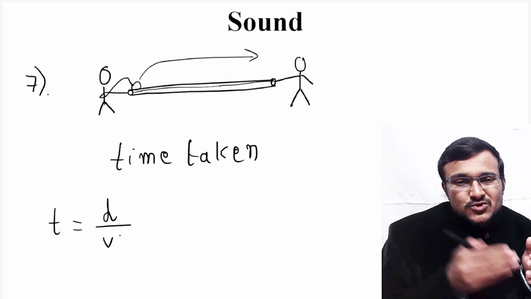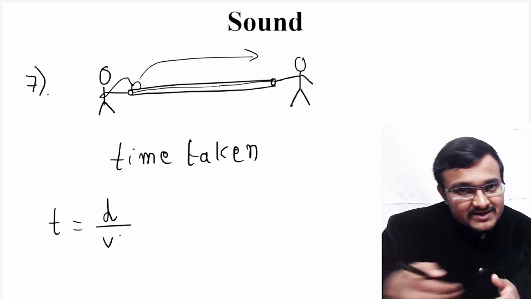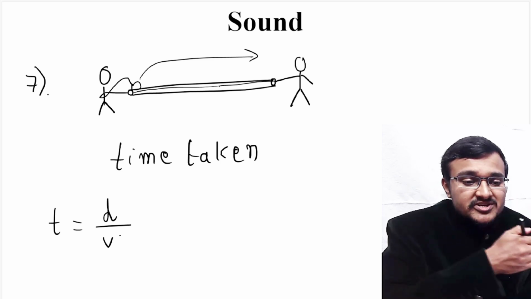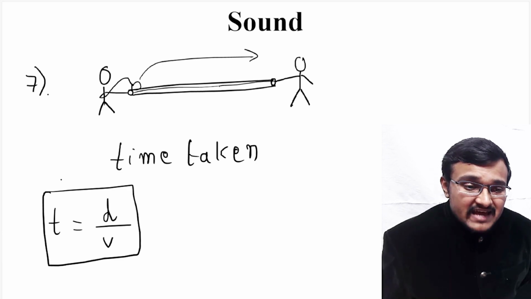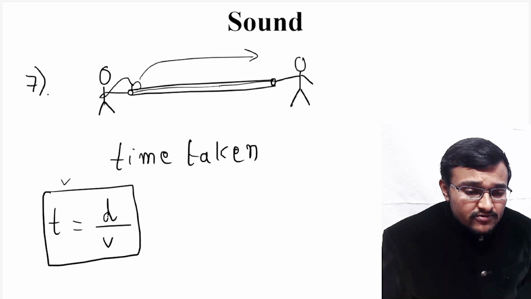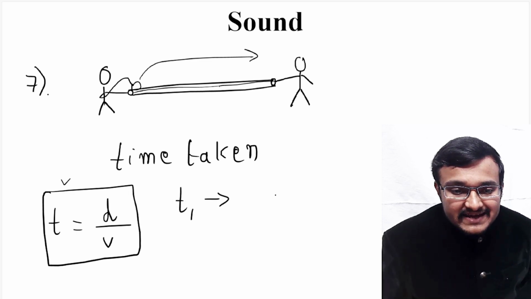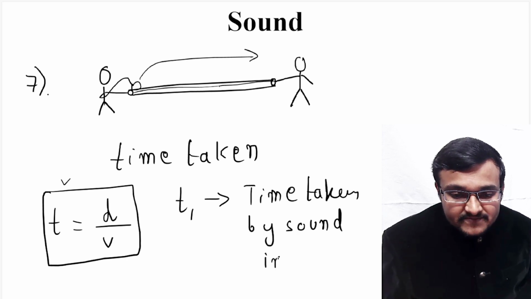Because V is equal to d by t, if you bring t to the LHS and V to the RHS, V will go to the denominator and t will come to the LHS. So t is equal to d by V. This is the formula which we have for the time taken by the sound wave to reach that particular distance. Now here we will take t1 as the time taken by sound in air.